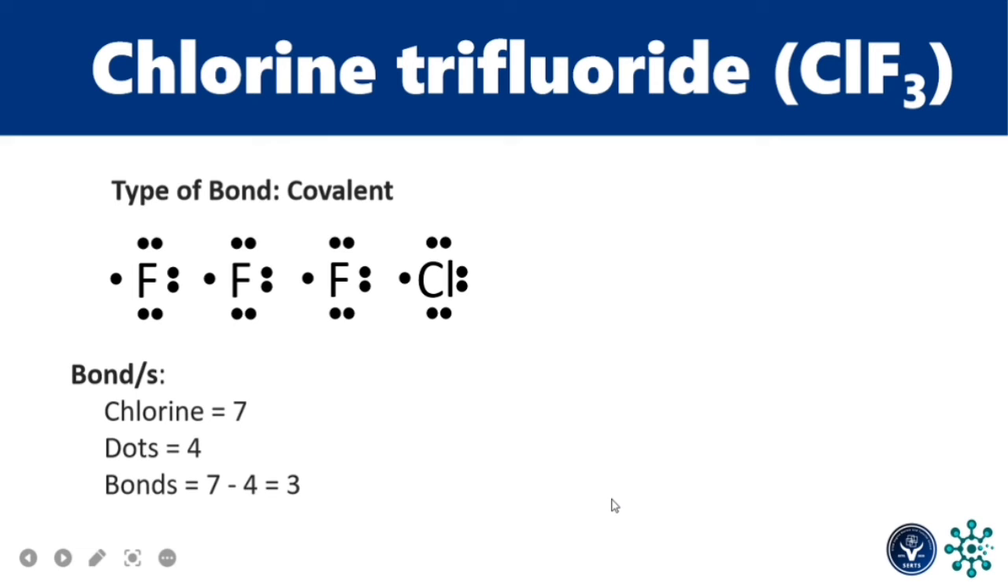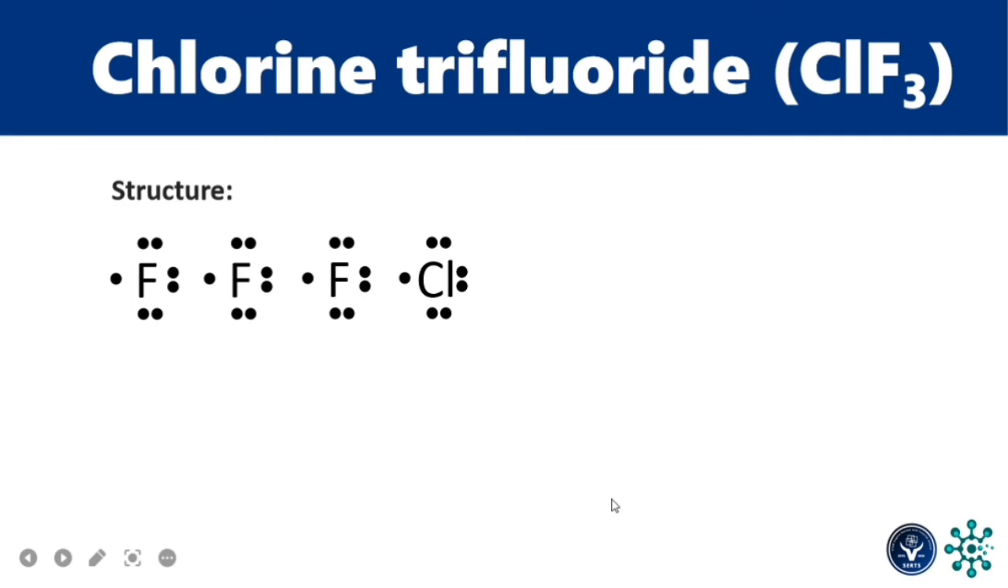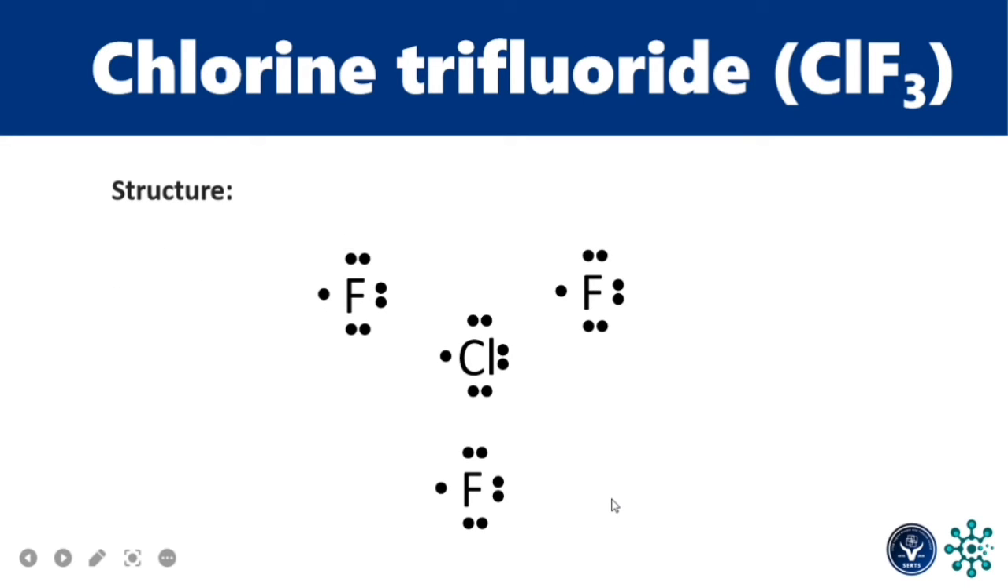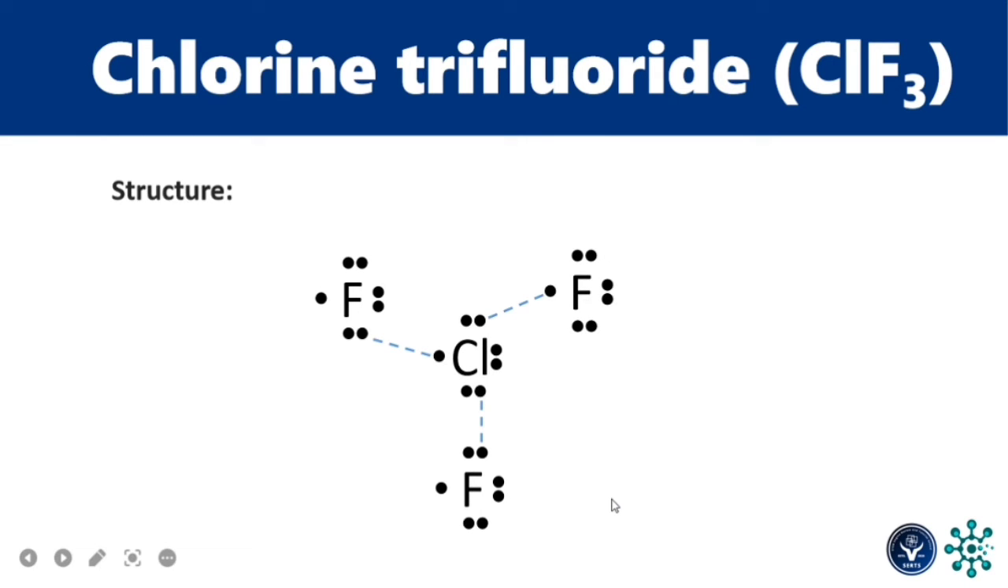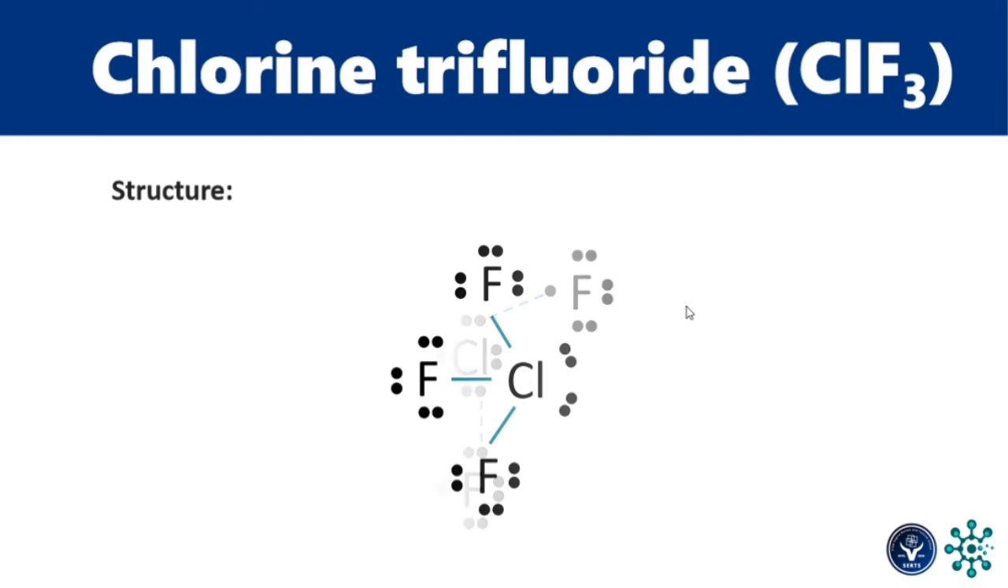The number of bonds is the number of valence electrons minus the number of dots. So the number of bonds chlorine will make in this structure is 3. So let us rearrange these symbols. The central atom will be chlorine. Chlorine will establish 3 bonds like this and 4 dots. 1, 2, 3, 4. So we will just rearrange this structure and we are all good.